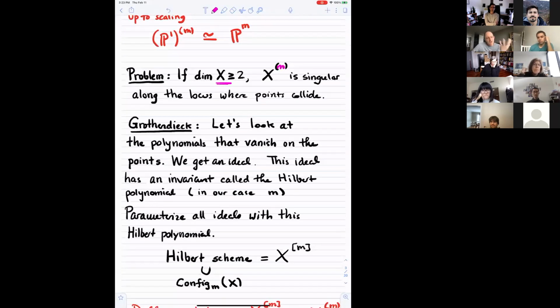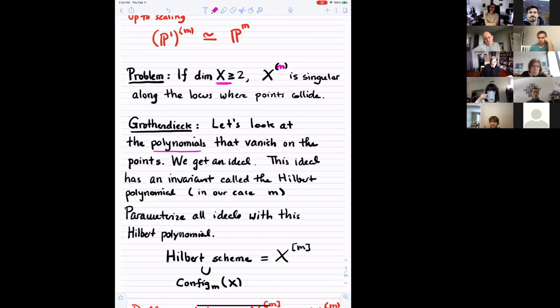Of course, if you have m distinct points and you give all the polynomials that vanish on those points, then you can recover the points from the polynomials, so you don't get anything vastly different. But the interesting thing happens when these points start colliding. So let's see what Grothendieck says. Instead of looking at the points, look at the polynomials that vanish on these points. These polynomials form an ideal.